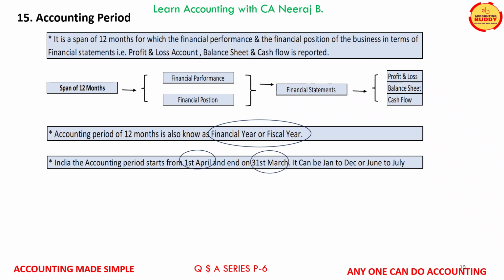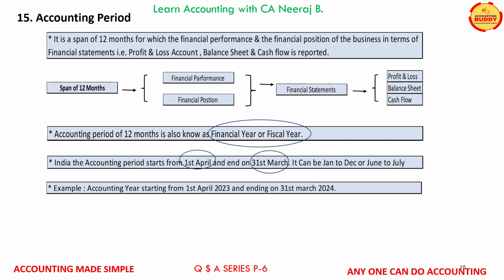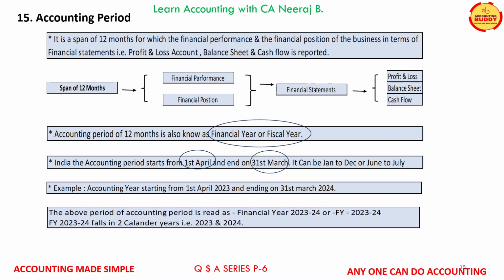Let us understand this with an example. If accounting period starts from 1st of April 2023 and ends on 31st March 2024, it will be read as financial year 2023-24 or FY 2023-24. In this case, an accounting year which starts on 1st of April and ends on 31st March 2024 falls under two calendar years, that is 2023 and 2024.